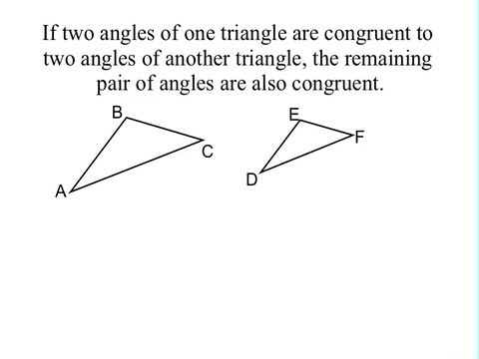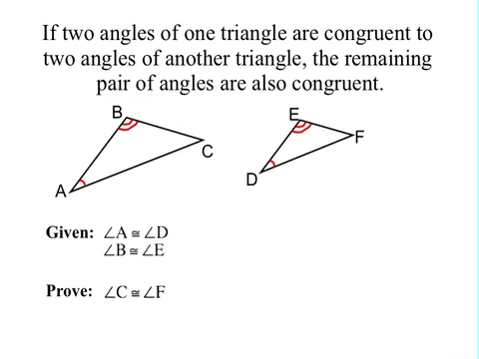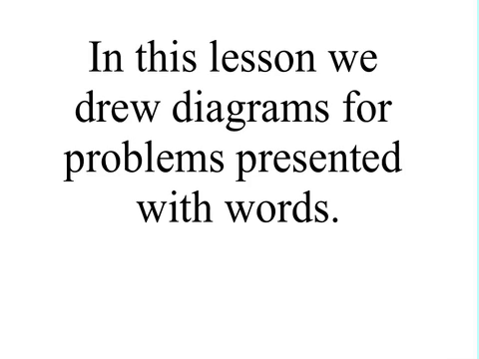And then we'll label some necessary points and mark a pair of congruent angles, one from each triangle, A and D, a second pair of congruent angles. And now we can set up, we're given that angle A is congruent to angle D and angle B is congruent to angle E. And clearly what we're trying to prove is that angle C is congruent to angle F. In this lesson, we drew diagrams for problems presented with words.